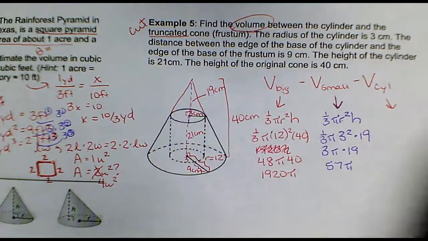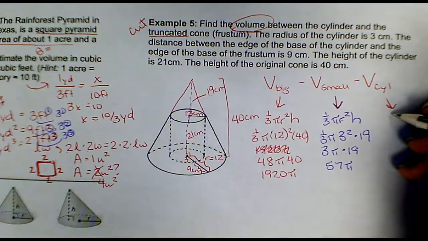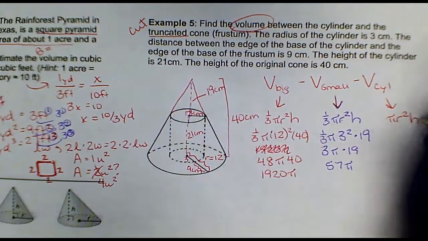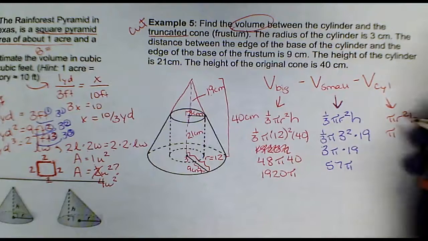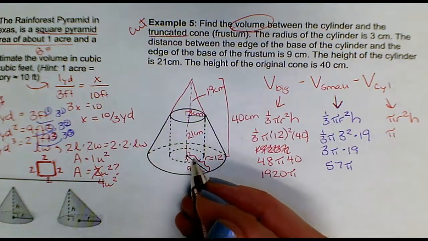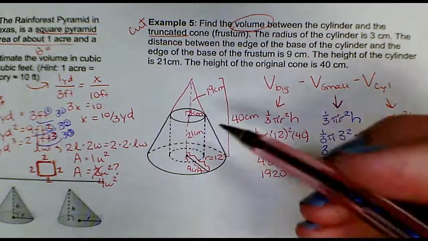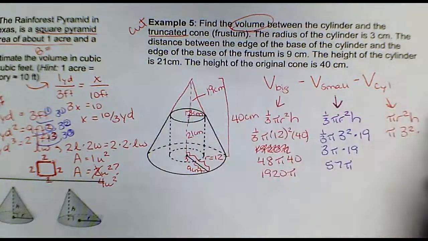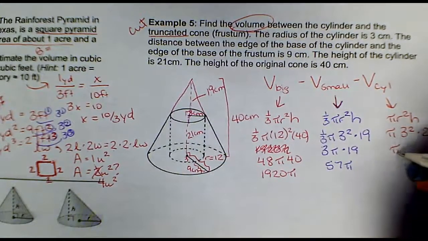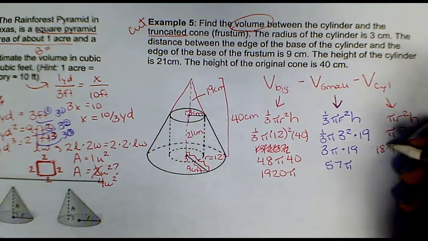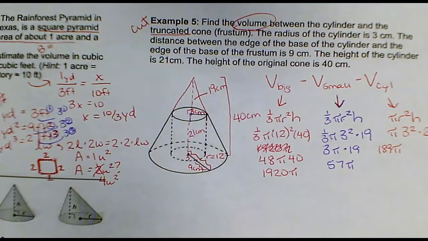And finally, we have the volume of the cylinder. So the volume of the cylinder is the area of the base times the height. The area of the base is pi r squared, and then the height of the cylinder. So pi times the radius of the cylinder, which is 3 centimeters, and then the height of the cylinder right here is 21 centimeters. So 3 squared is 9. 9 times 21 is equal to 189. So 189 pi.